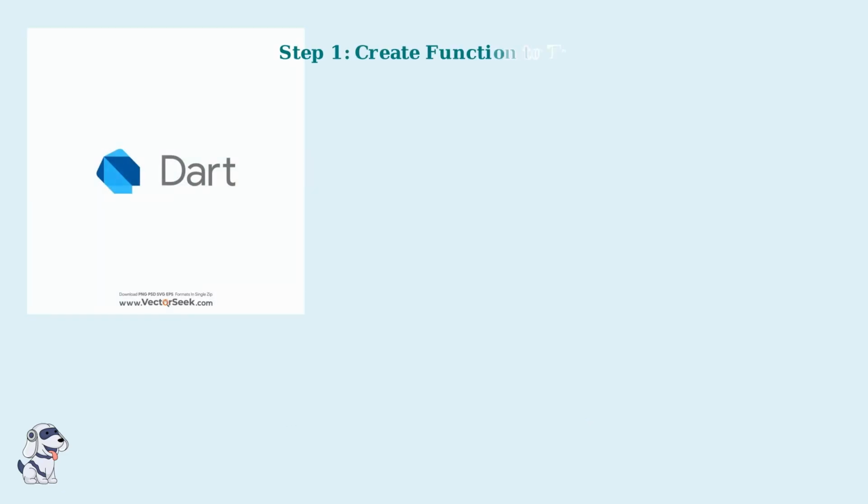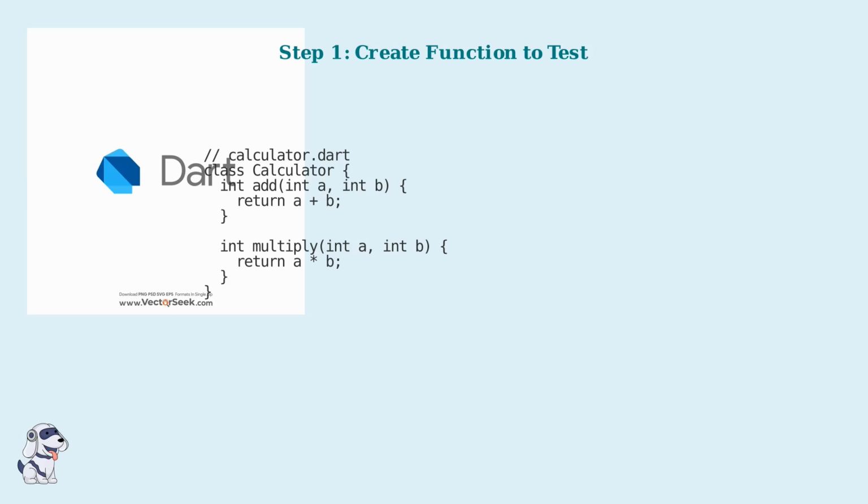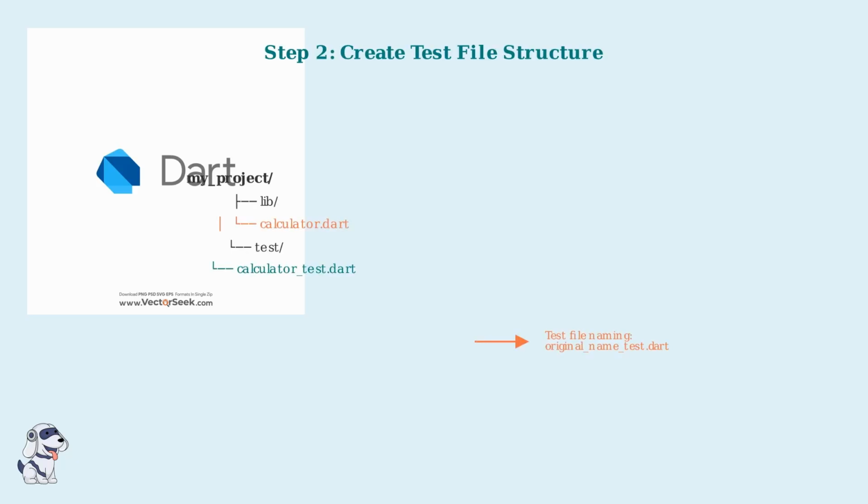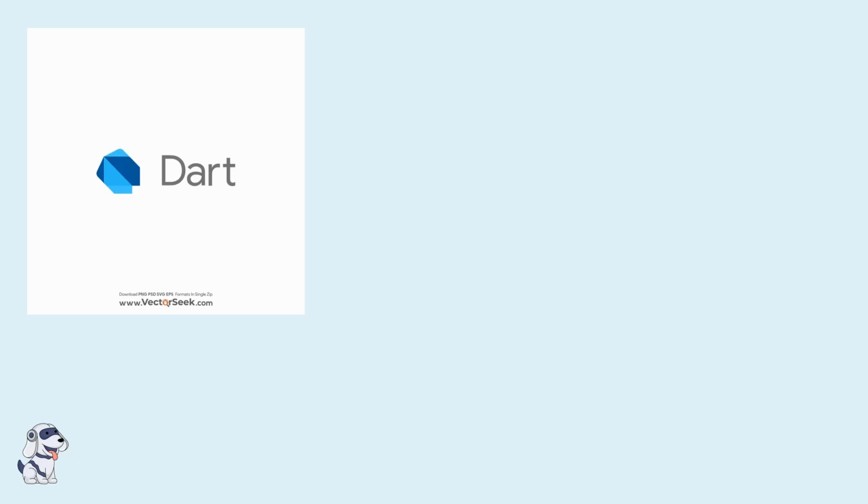Writing unit tests in Dart follows a systematic approach. First, we need a function to test. Let's create a simple calculator function that we can thoroughly test. Next, we create a test file in the test directory. The naming convention is to add _test.dart to your original file name.